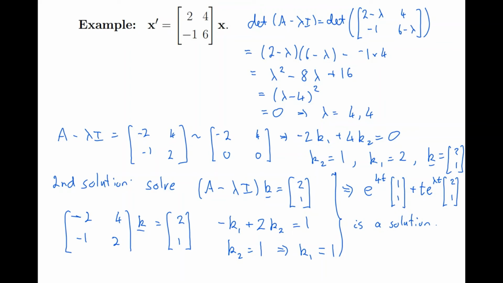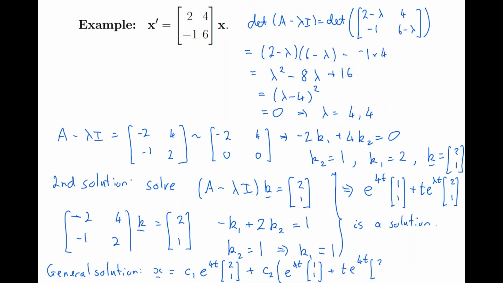I also know the general solution. It's a linear combination of the two solutions I've found. So any constant times e to the 4t times the eigenvector, 2, 1, plus another arbitrary multiple of the second solution, which has two parts, e to the 4t, 1, 1, plus t e to the 4t, 2, 1. So in this case, the solutions are not exponentials. Where lambda is positive, it's actually growing faster than exponential, like t e to the 4t, and for long times, that second final term there would dominate.